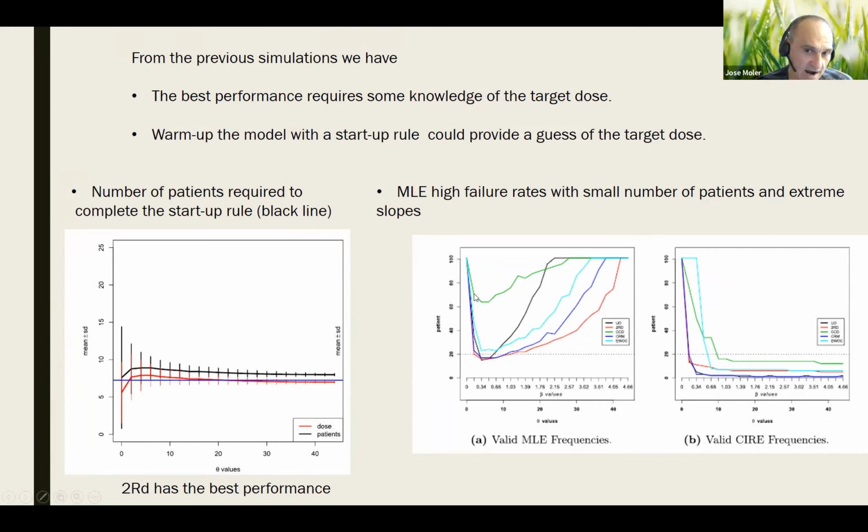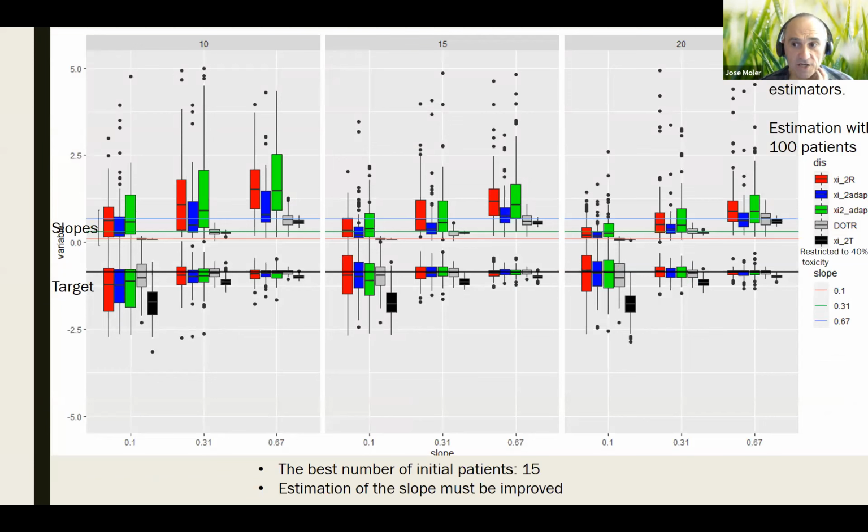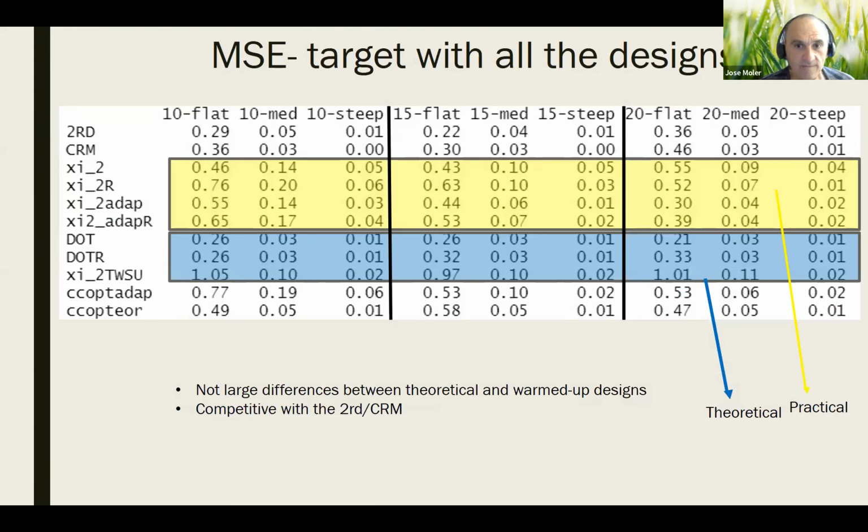So here we see that at least we need 20 patients to have with a probability of 80% the maximum likelihood estimator of the target dose when we have very flat slopes or very large slopes. So we will use the isotonic estimator that is more reliable, at least to estimate an initial number of patients. And here I'm going to skip this and focus on this slide.